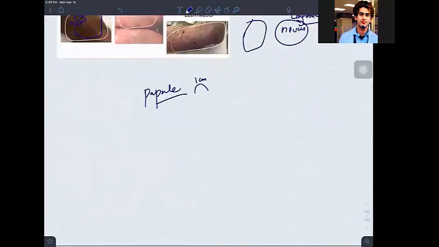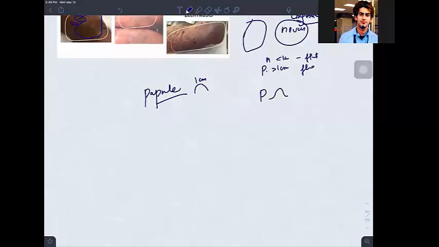So patch was greater than 1 centimeter. Macule was less than 1 centimeter. Raised or flat? Flat. This was also flat. Now talking about papule, you have to elevate, but how much? Should be less than 1 centimeter. If it is greater than 1 centimeter, the name will change. Plaque.